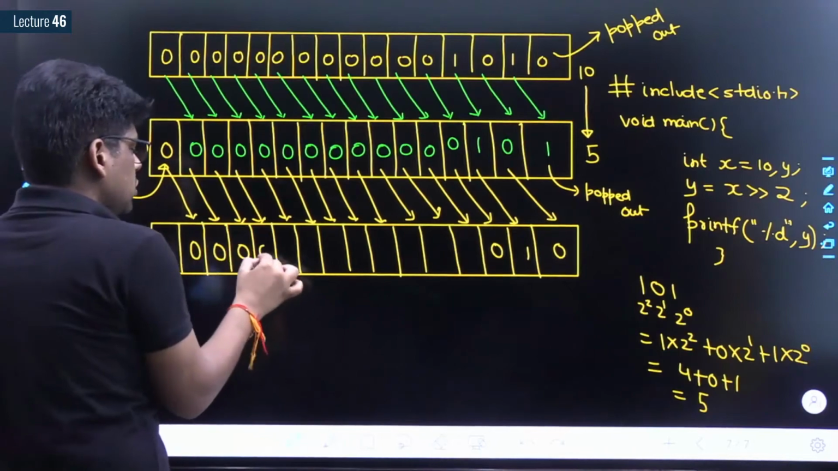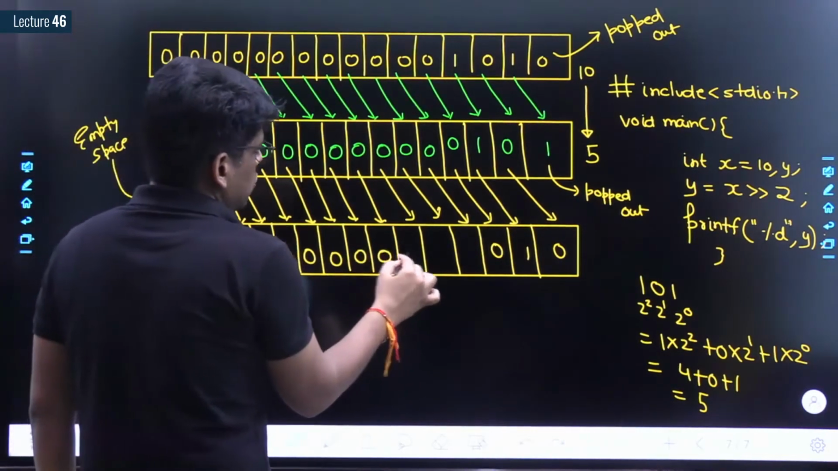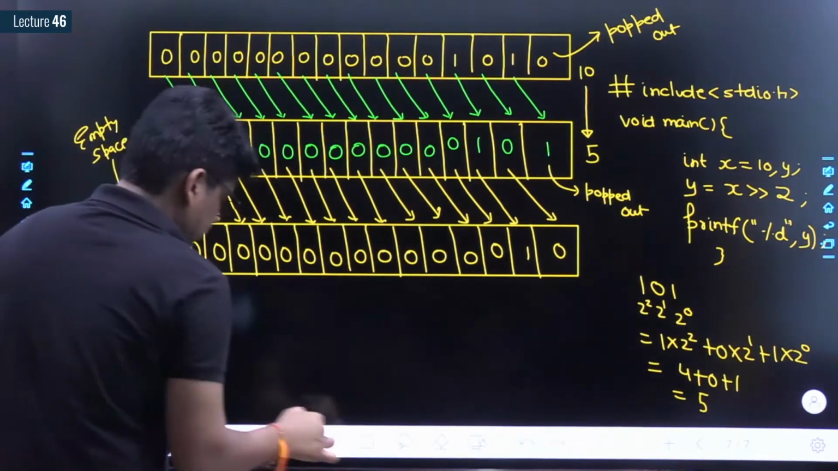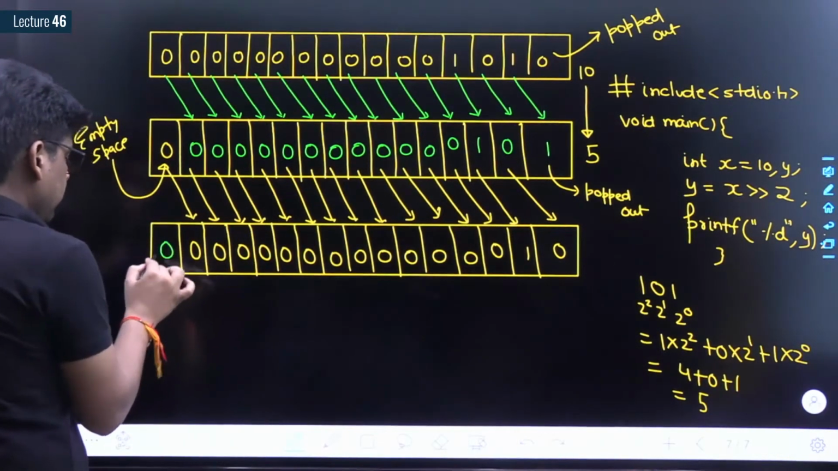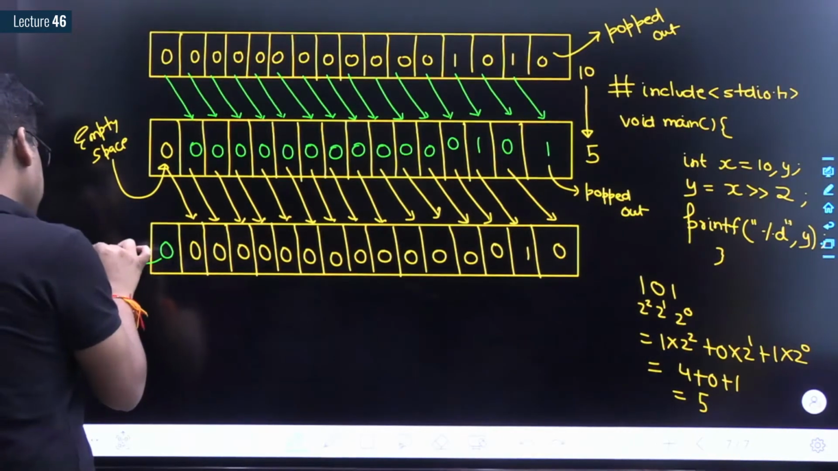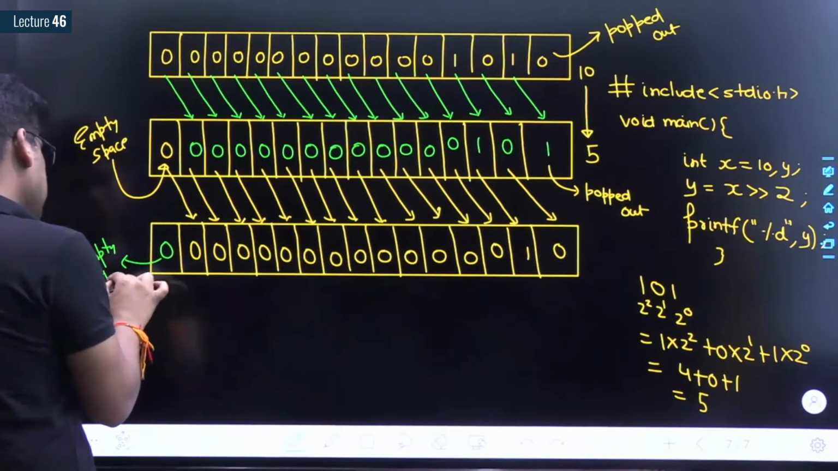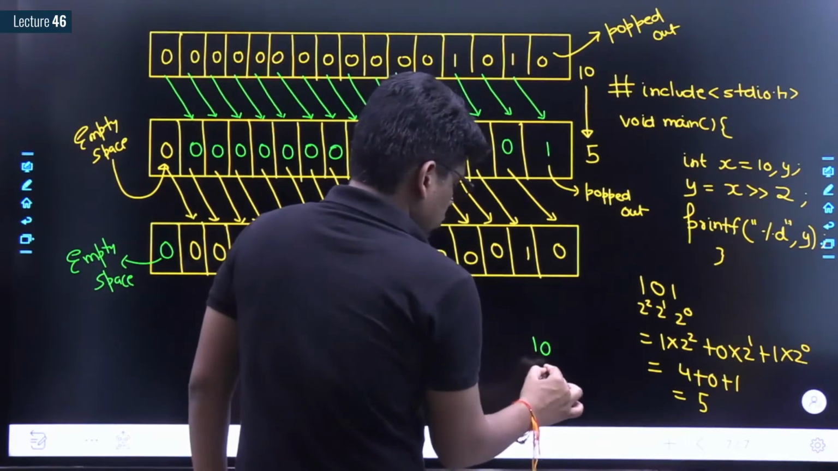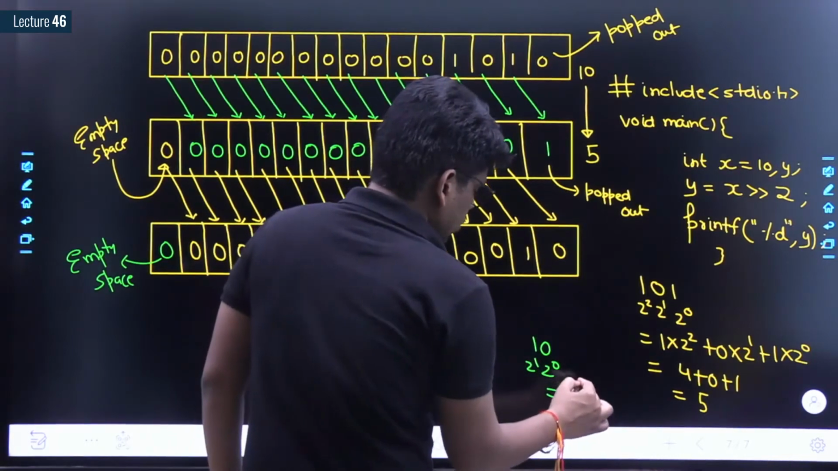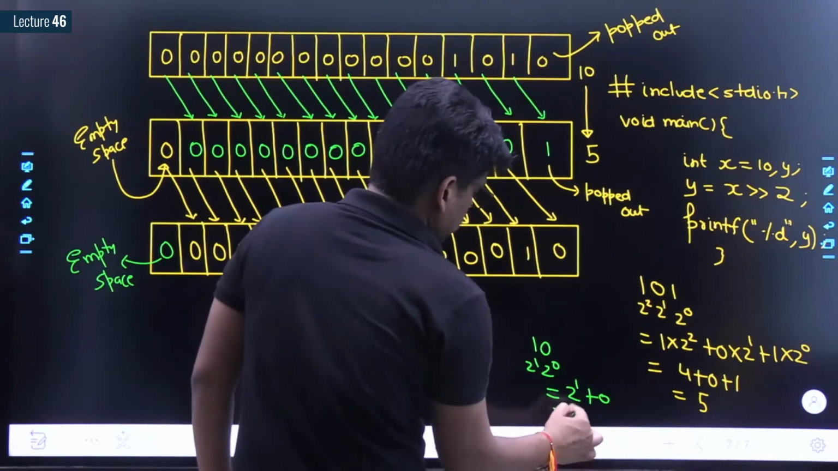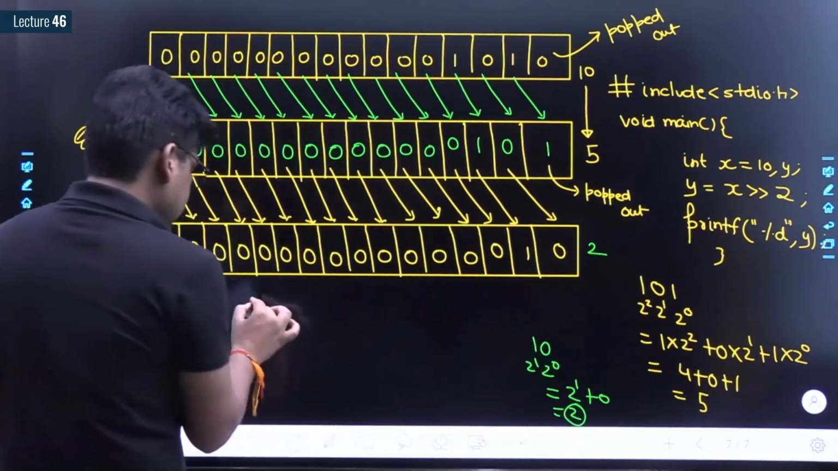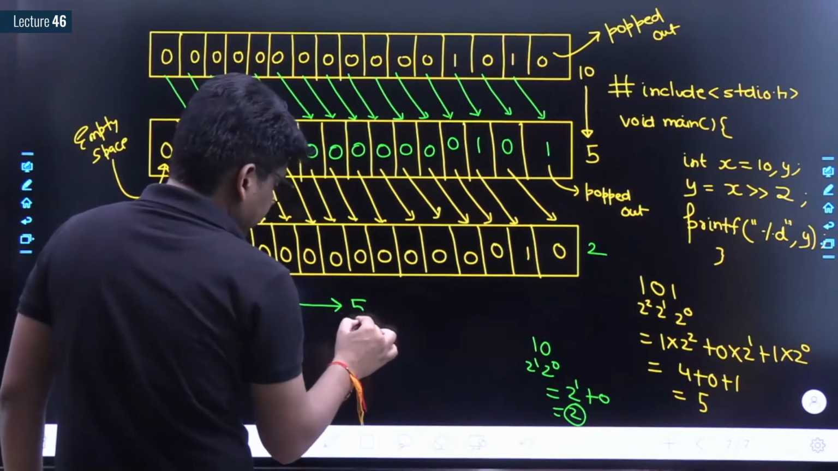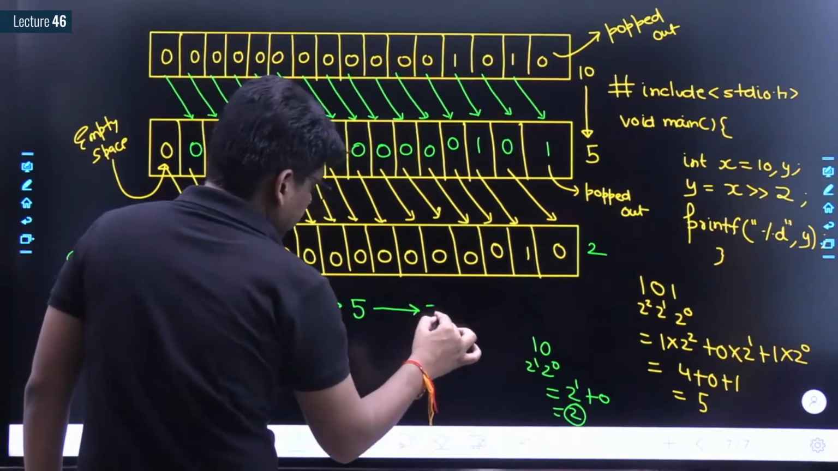All the leading bits are 0, and the empty space is filled by 0 again. What is the value? We need to focus on 1, 0. That is 2 to the power 1 plus 0, that is 2. So that means 10, when I right shifted it one time, becomes 5. 5, when I right shift it one time, becomes 2.